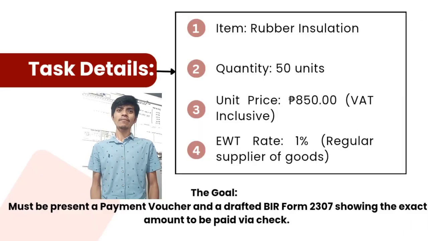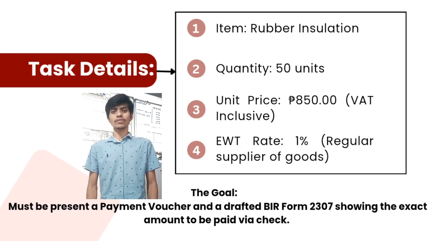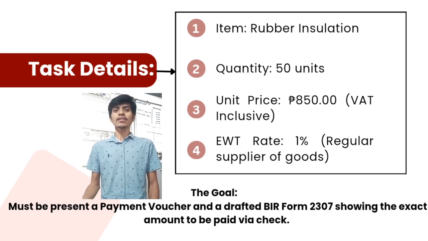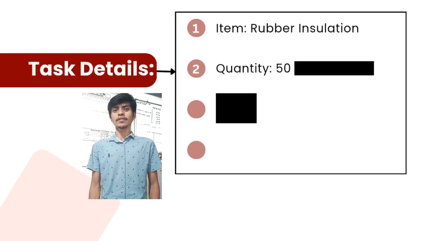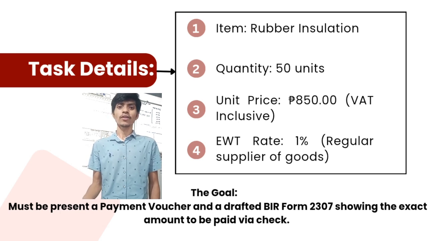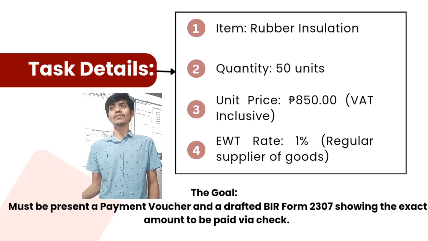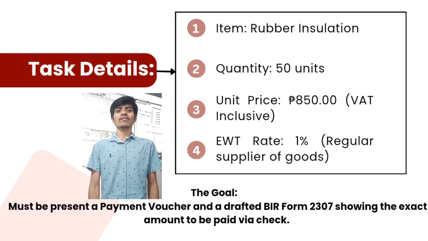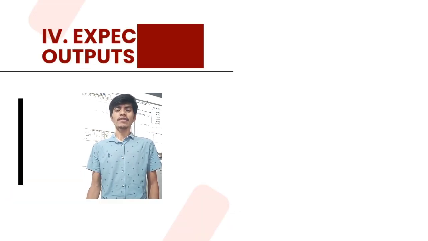Now the tax details. The item is rubber insulation. The quantity is 50 units. The unit price of this rubber insulation is 850, VAT inclusive. The EWT rate is 1%. A regular supplier of goods must present a payment voucher or the draft BIR Form 2307, showing the exact amount to be paid via check or cash, and this is our goal.